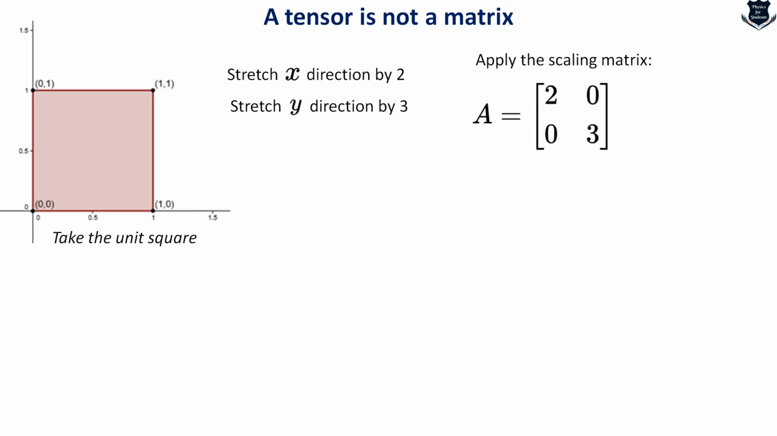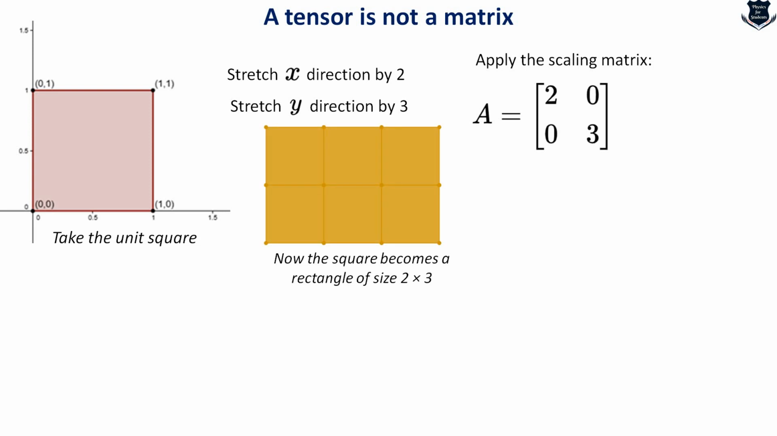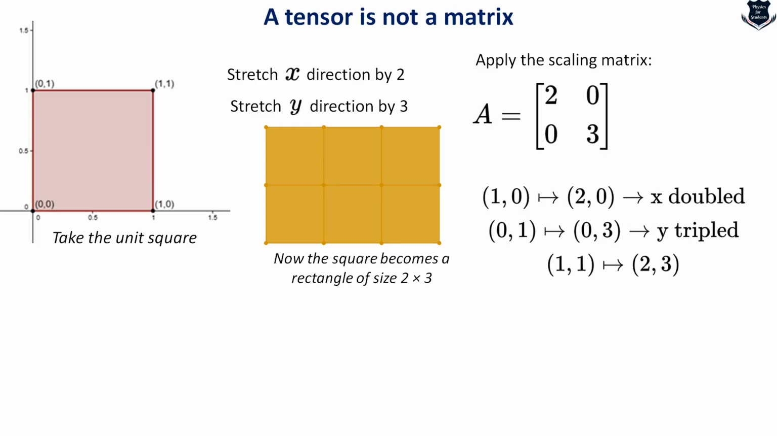So in matrix notation, we can write something like this, obviously. Now, when we extend the x by 2 and y by 3, it looks something like this. So the square actually becomes a rectangle of size 2 by 3. So 1 comma 0 becomes 2 comma 0, x is doubled, and 0 comma 1 becomes 0 comma 3, y is tripled.